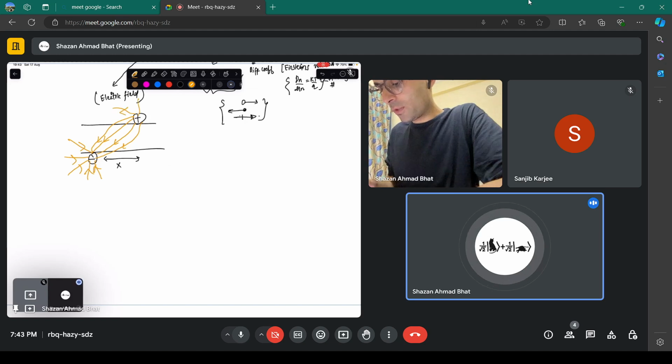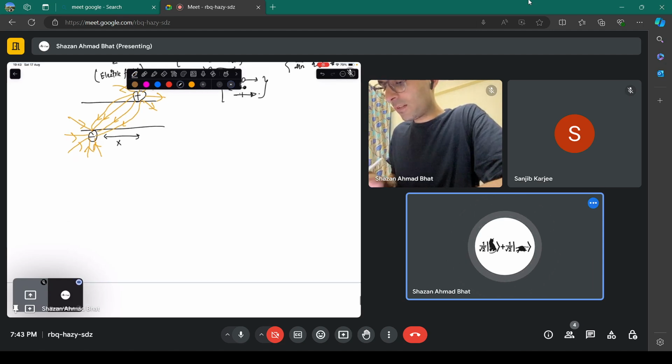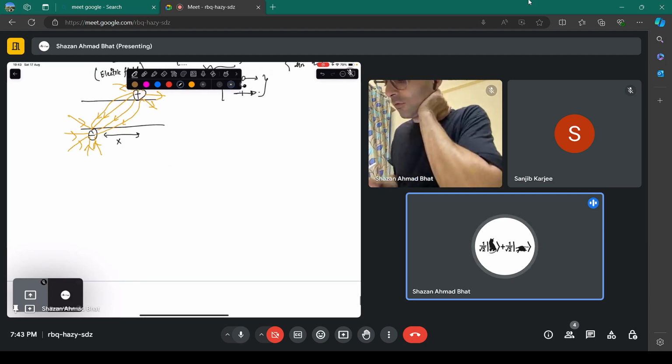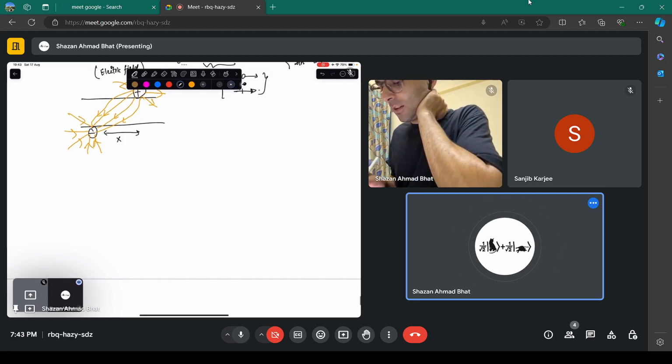They come out of a positive charge, basic electrostatics, and you can compute this electric field. How do you compute this electric field? If you have two charges, you can simply compute it as kq over distance square minus kq over distance square.